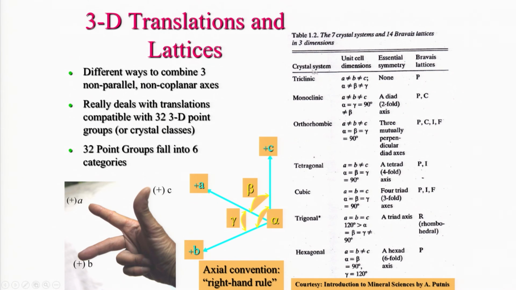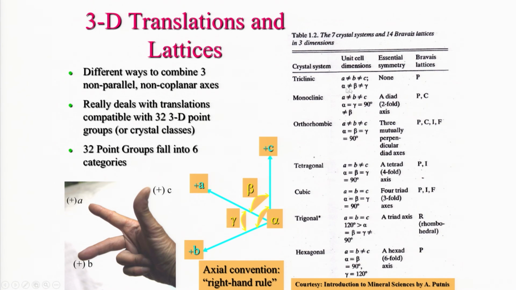So, under this category, under the 7 crystal systems, we are already aware of the crystallographic axes and their interaction angles, and the essential symmetry elements which you have already studied. And these 3 dimensional lattices have now been given different names here.